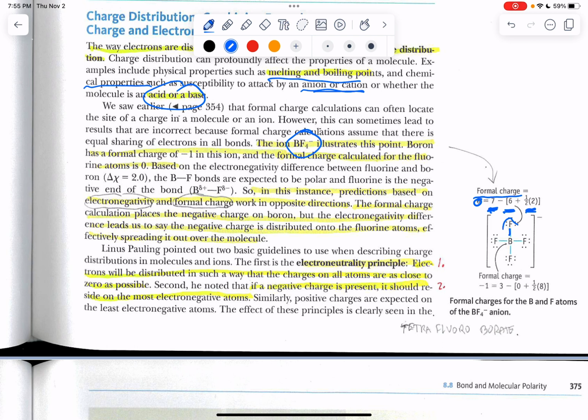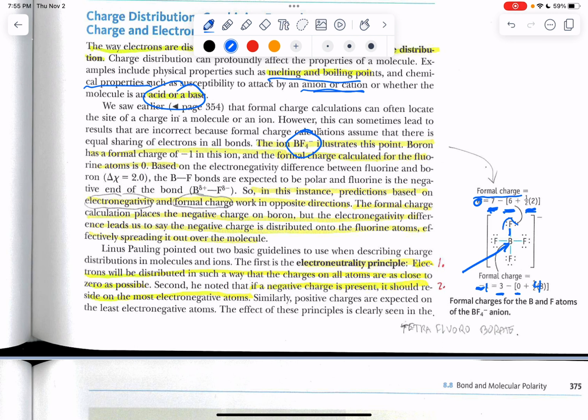When you look at the formal charge of boron, its total number of valence electrons is 3. You can see in this particular molecule, there are 0 dots and there are 4 dashes. So 3 minus 4 gives you your -1 formal charge. And so using formal charge, the implication is that your negative charge is somewhere around that boron, which really doesn't make any sense when you consider that fluorine is way more electronegative.